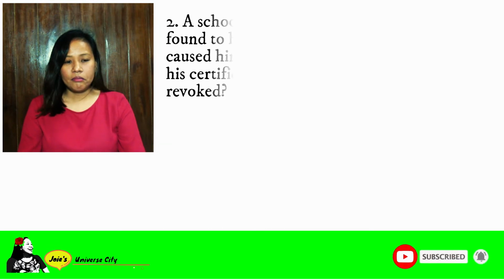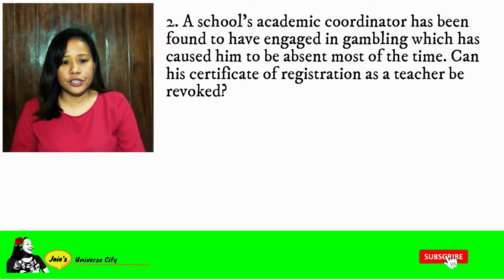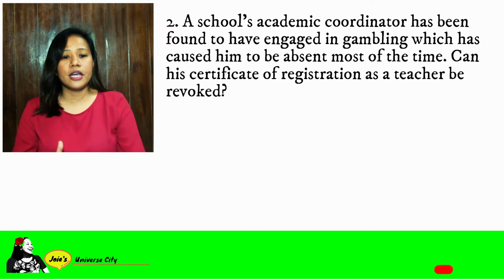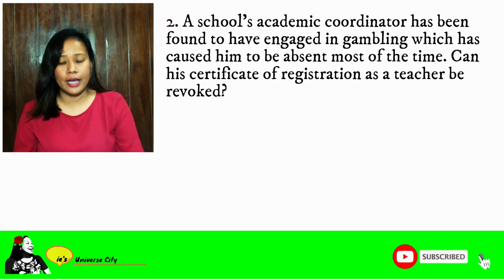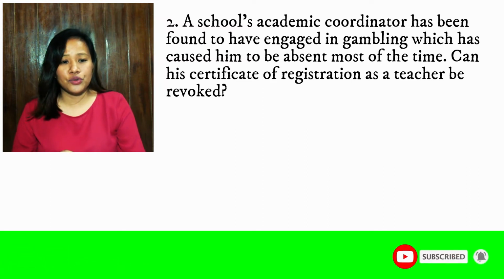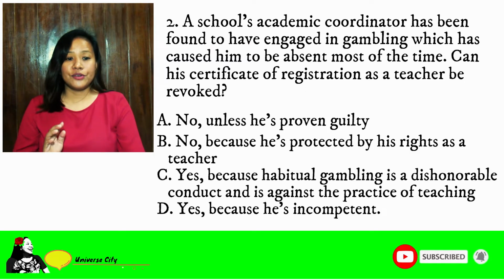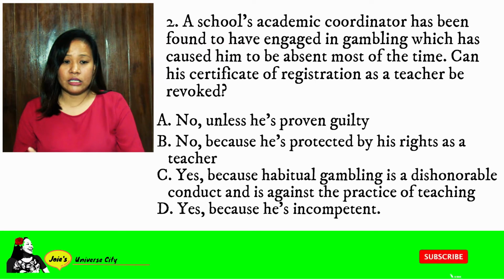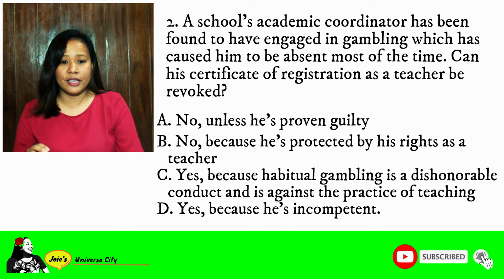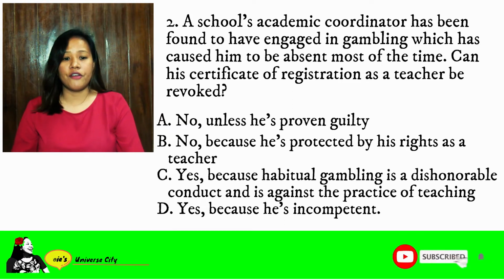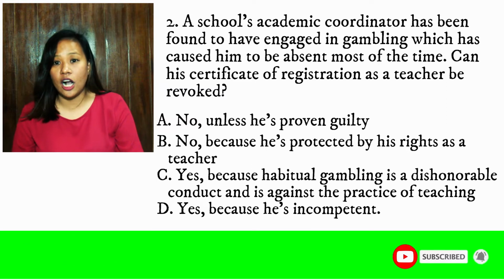Next. A school's academic coordinator has been found to have engaged in gambling, which has caused him to be absent most of the time. Can his certificate of registration as a teacher be revoked? The answer is A, unless he's proven guilty. B, because he's protected by his right. C, because habitual gambling is dishonorable. D, because he is incompetent.